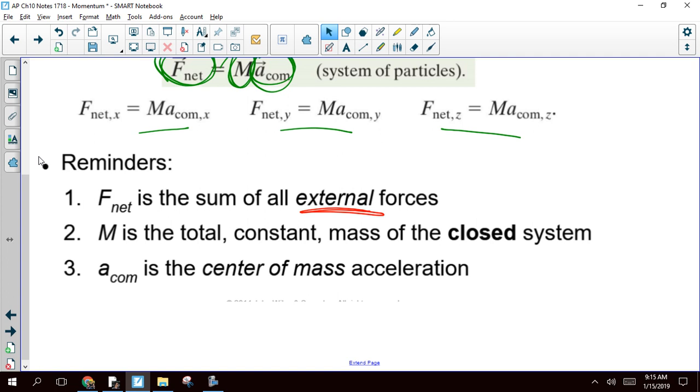All right, capital M is the total mass of the closed system, which is assumed to be constant. And then A is the acceleration of the center of mass, okay?